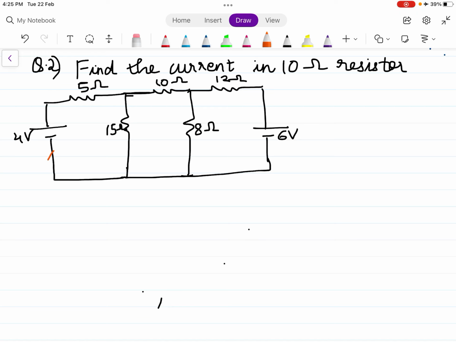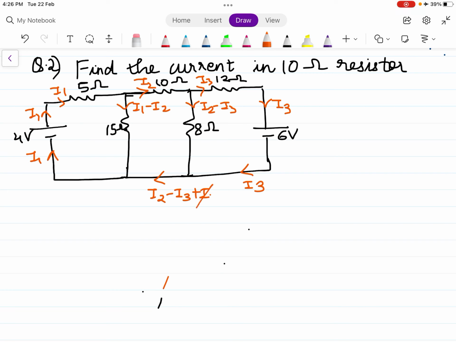First, assume the direction of current. So suppose I1 enters. So I1, I1, I1, I2. So I1 minus I2, I3. So I2 minus I3, I3. This will also be I3. This will be I2 minus I3 plus I3, I3 cancel, so I2, and this will be I1 minus I2 plus I2, I2 cancel, so I1, and this I1 will come into the circuit again.